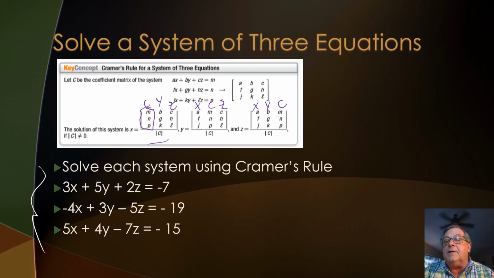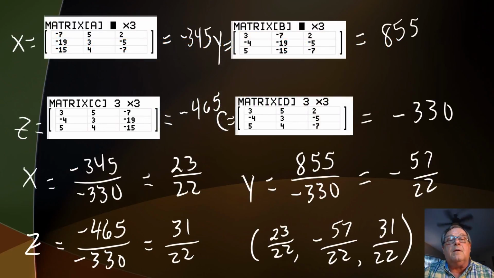So let's go here then to the next slide. And like I did before, I don't want to go through all the time of entering the matrices, each matrix individually. But here you can see that to find the x, we take the constants, the y values, and the z values. Those are what I build into each column. Find the determinant of that. In this case, it's -345.